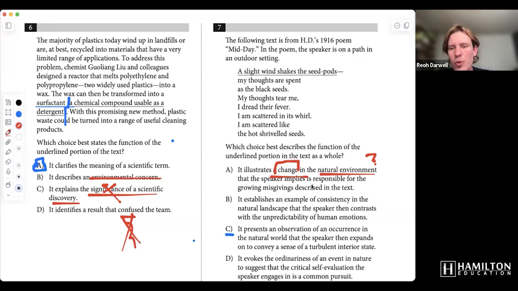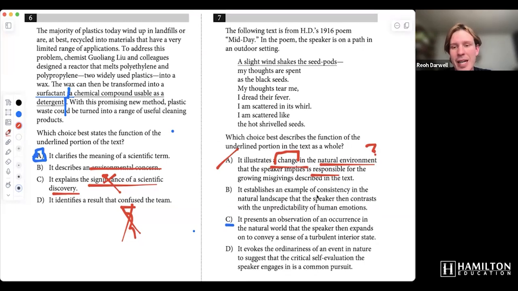Finally, responsible for the growing misgivings. It doesn't seem that this wind, if it is a change at all, is responsible for the growing misgivings, right? Rather, it seems to signify what the misgivings are like. B, similarly, a consistency. How do we know that this slight wind is consistency? We're not given any sort of situation before or after that. So unsure as to how that could work there.